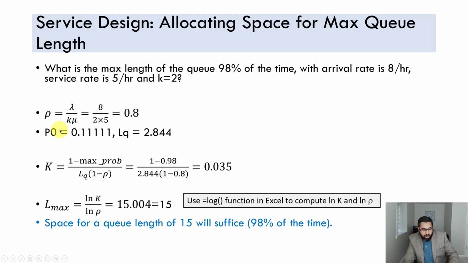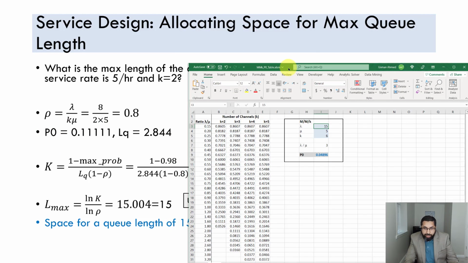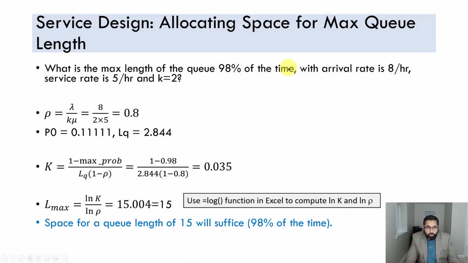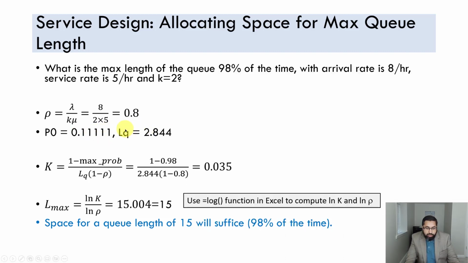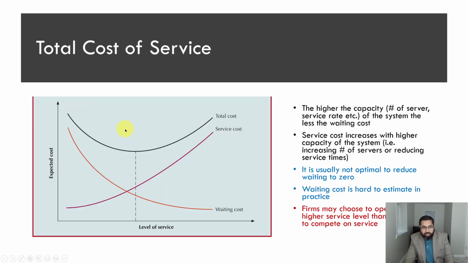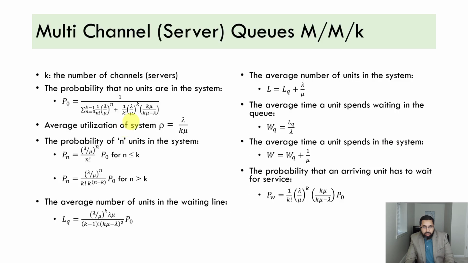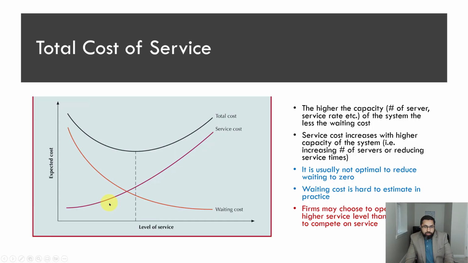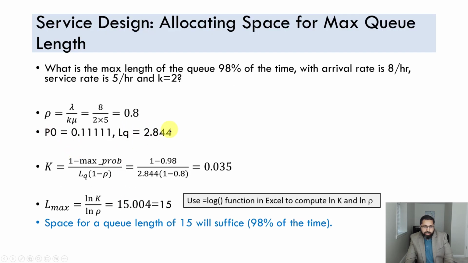We can find P naught from our Excel file, right? We put lambda equals 8, mu equals 5, and we have 2 servers, and we can find P naught, 0.111. That's P naught, and we can compute LQ using the formulas we've already seen. So LQ is given by this MMK formula right here. We already have P naught, so we do this calculation and we find LQ equals 2.844.